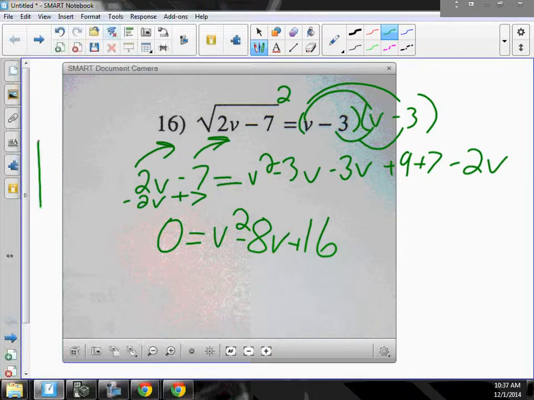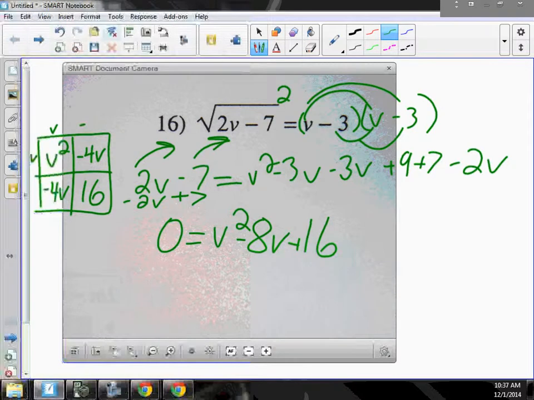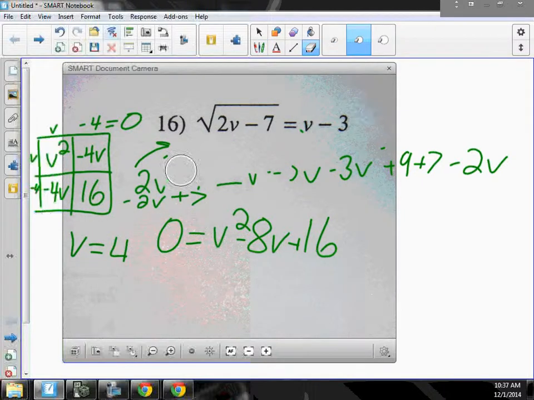Now I set up the box. V squared, 16. Are there factors of 16 that add to be negative 8? Negative 4 and negative 4. So minus 4v, minus 4v. So v here, v, minus 4 and minus 4. So this is actually the same factor twice. We have v minus 4 and v minus 4. We only need it once. So if I set this equal to 0, what is my root? Positive 4. Now we have to go back and check, does positive 4 work?